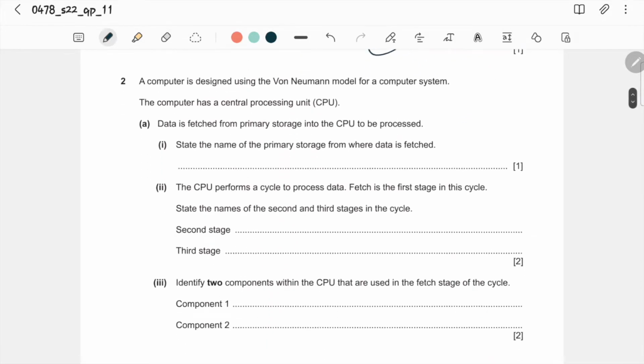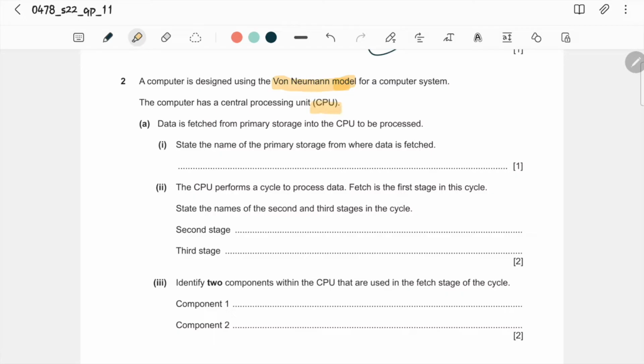Pretty simple. The next question, it looks like it's talking about the von Neumann model for a computer system. The von Neumann model, we talk about the buses and so on, stuff like that, the CIR, MDR, PC, all that, fetch, execute. That is what the von Neumann model simply means.